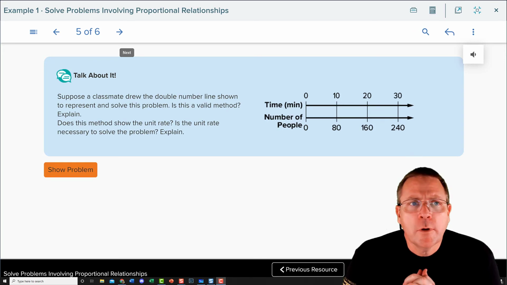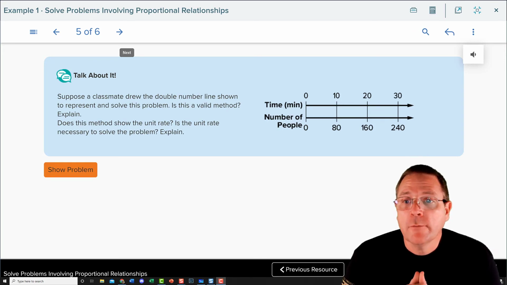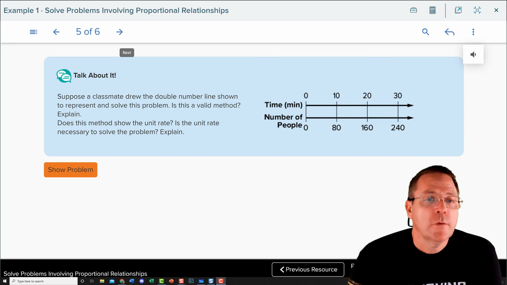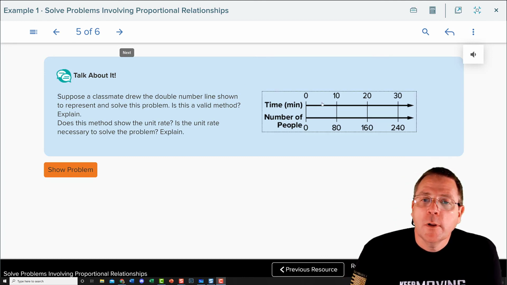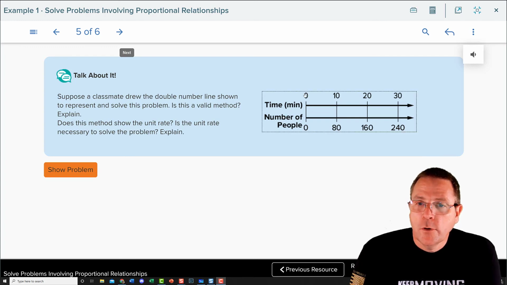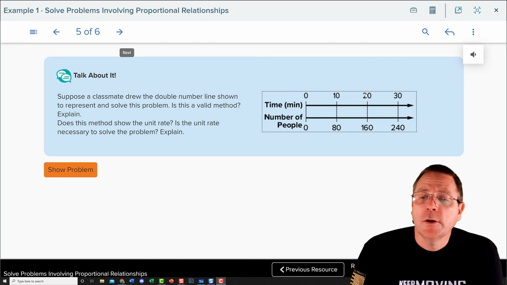Now there is another way that we can look at this which we've not really talked about yet, and that would be to use a double number line. So you can set up your double number line where you have time over the number of people. You of course start at 0, 0. You draw your 2 lines, and this is what they gave us. They said that 160 people is going to take 20 minutes.